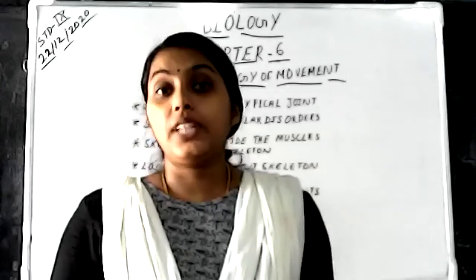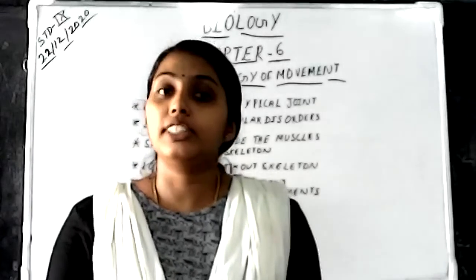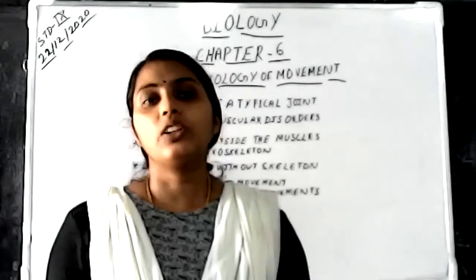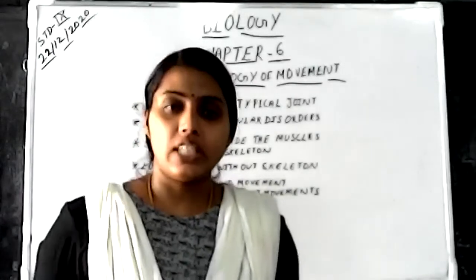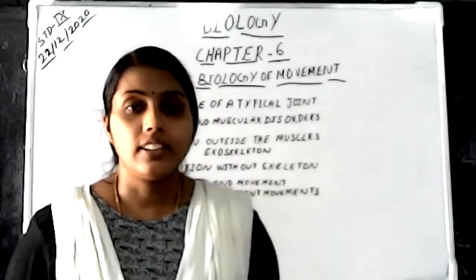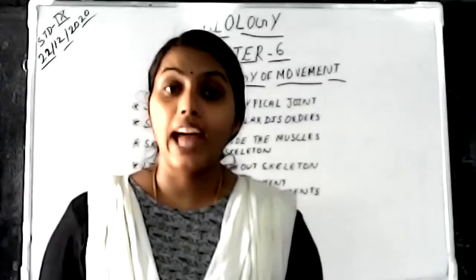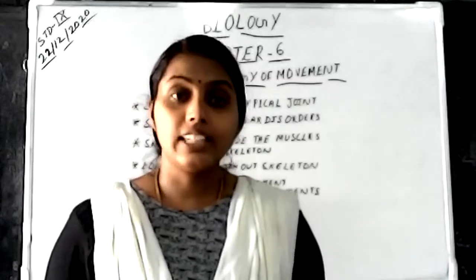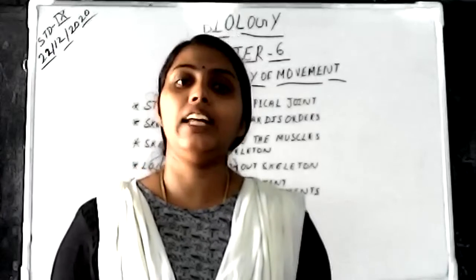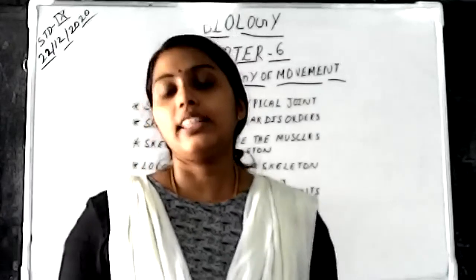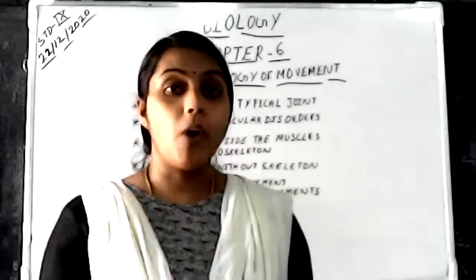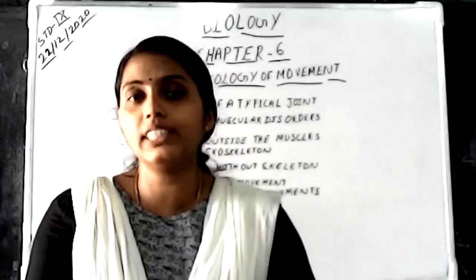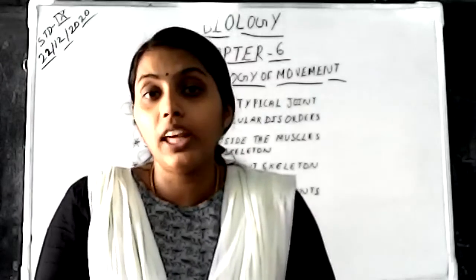Today we are going to take the last part of our 6th chapter, the biology of movement. In previous classes we have studied the skeletal system, the axial skeleton and appendicular skeleton. Our skeletal system consists of the axial skeleton and appendicular skeleton, and the total number of bones in our body is 206.